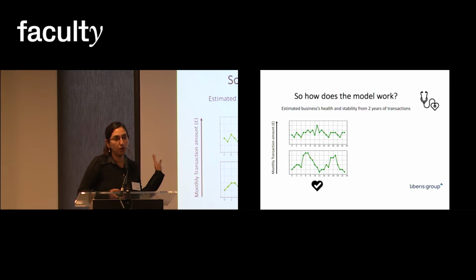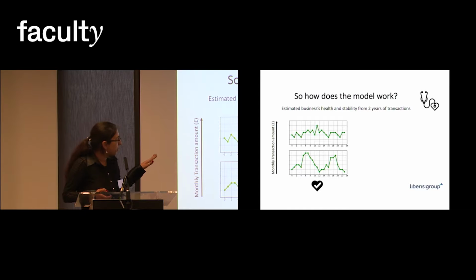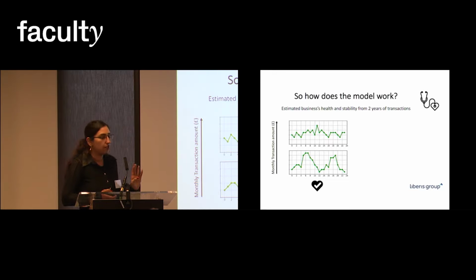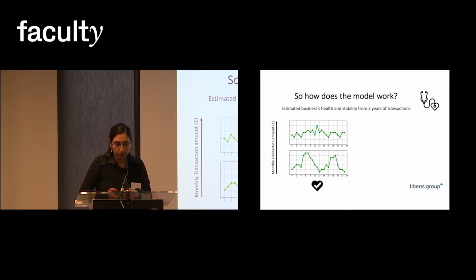The case shown on top shows a business which has a relatively steady income every month. The case on the bottom is a seasonal business. They earn more in some of the months and they earn less in some of the other months. Both of these cases are fundable, so they are healthy businesses.